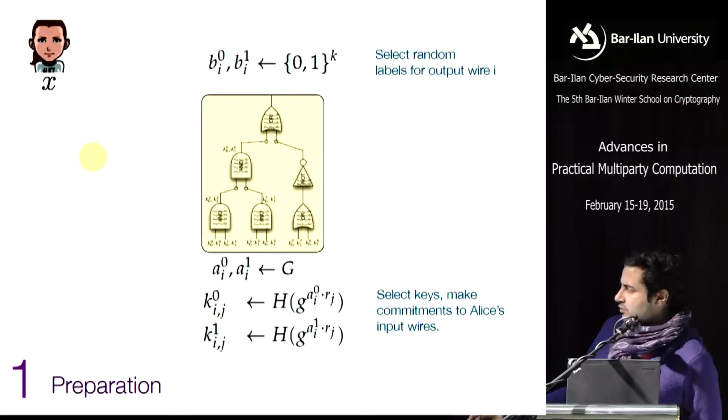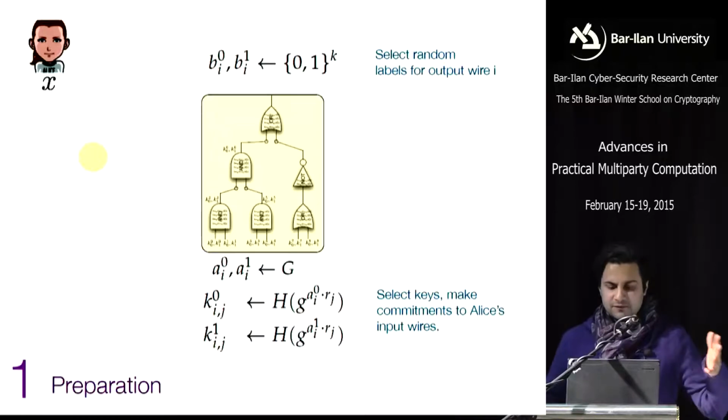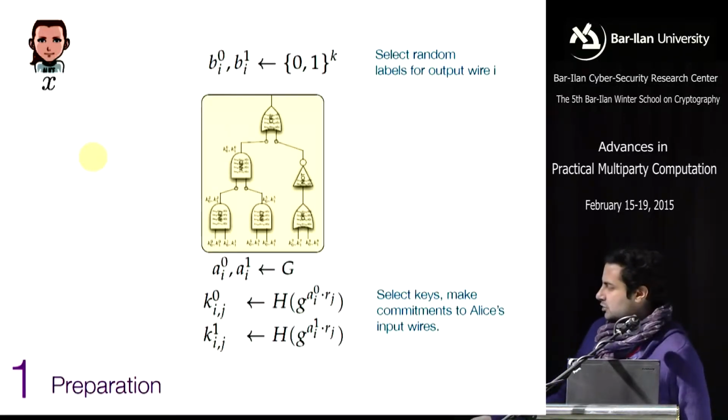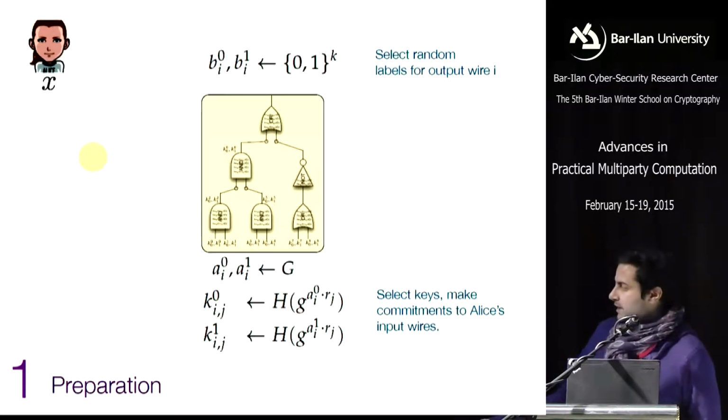She's going to compute G to the A_i0 times some R_j, and G to the A_i1 times some other R_j, and she's going to compute some commitment. You can think of an efficient way of doing it as hashing, like a good hash function gives you a statistically hiding commitment. So she's going to set those keys and remember these things.